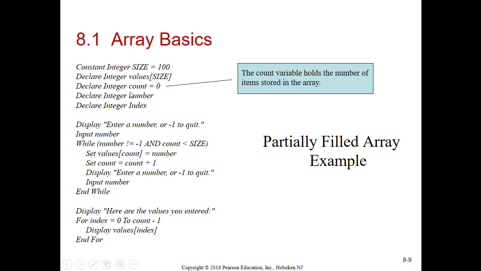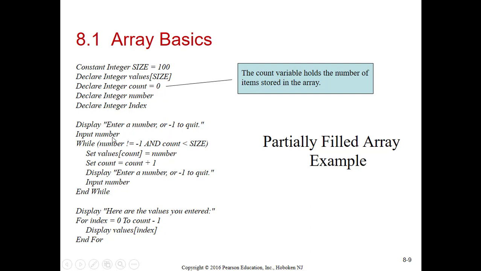Here's the example. This is what they're using as the counter, equals 0, and then they have an index. They're going to enter a number or -1 to quit, while number is not equal to -1 and count is less than size. What that's going to do is if the 5th number I enter in, I put in -1, it's going to quit processing the rest of the array size all the way to 100. So it's going to save you like 95 processes. And they're setting the values, which is the array name, at whatever the counter is, equals number.